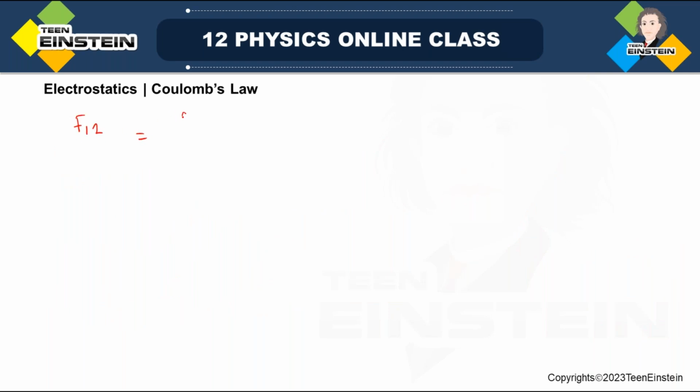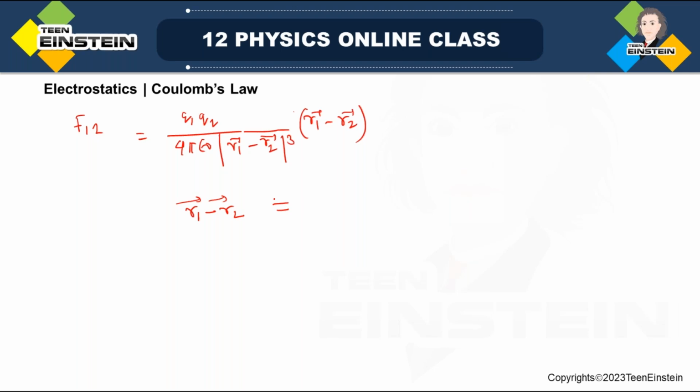So we know this is q1 q2 divided by 4 pi epsilon naught, modulus of r1 minus r2 whole cube, times the vector r1 minus r2. Okay, this is one thing. First of all, let me find out what the r1 minus r2 vector is. Then we can take the mod of that. So what is that vector, r1 minus r2?